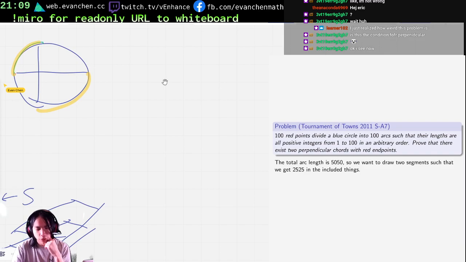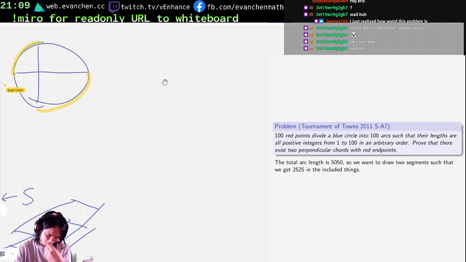So for 1, 2, 3, 4, if you replace 100 with 4, I can see the 5. If I do 1, 2, 3, 4, 5, 6, 7, 8, oh god, I hate additive combo.